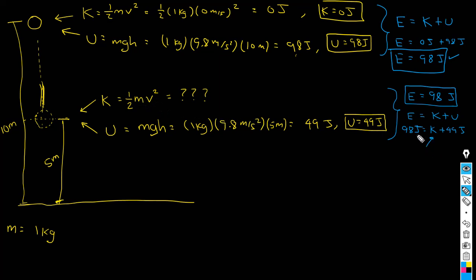How much is going to be K according to this equation? It's going to be 49, right? Okay, so we can write it down right away without any calculations. You see, that's how the principle of conservation of energy works. It allows you to find some energy, either kinetic or potential, if you know one of them and if you know the total energy of the particle.